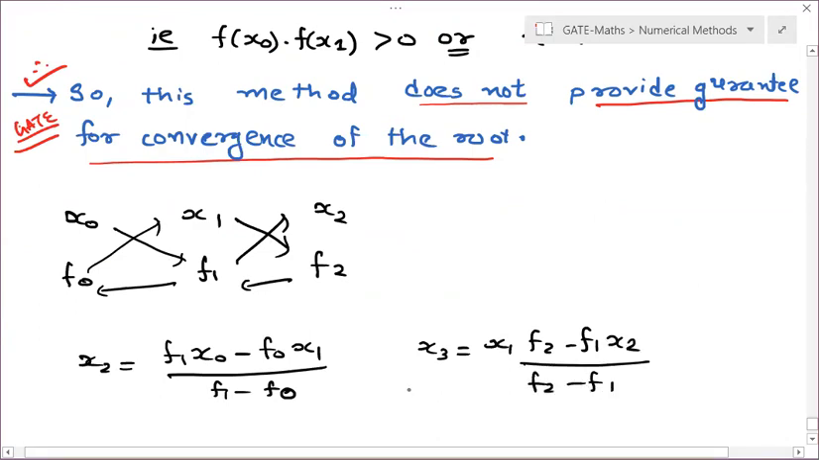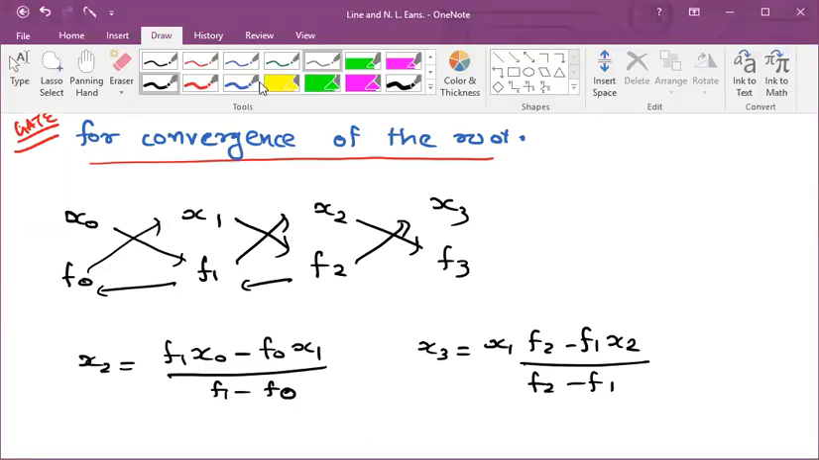Are you getting my point? No need to check where x2 lies. In the same way, once you got x3, just put x3 and f3 over here, and with the help of this find x4. Are you getting my point? Please give me some response.